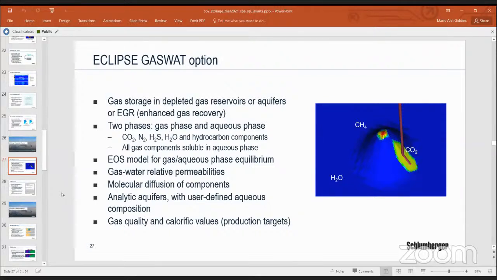So this is handled by an equation of state model for the phase equilibrium. It contains gas-water relative permeabilities. You can consider molecular diffusion of the components and also use aquifers attached to the reservoir. You can also consider the gas quality and the calorific values. So if you were injecting CO2 in order to produce natural gas, you want to know whether you're really producing methane or whether you've actually got so much CO2 breaking through that you can't meet contract values.